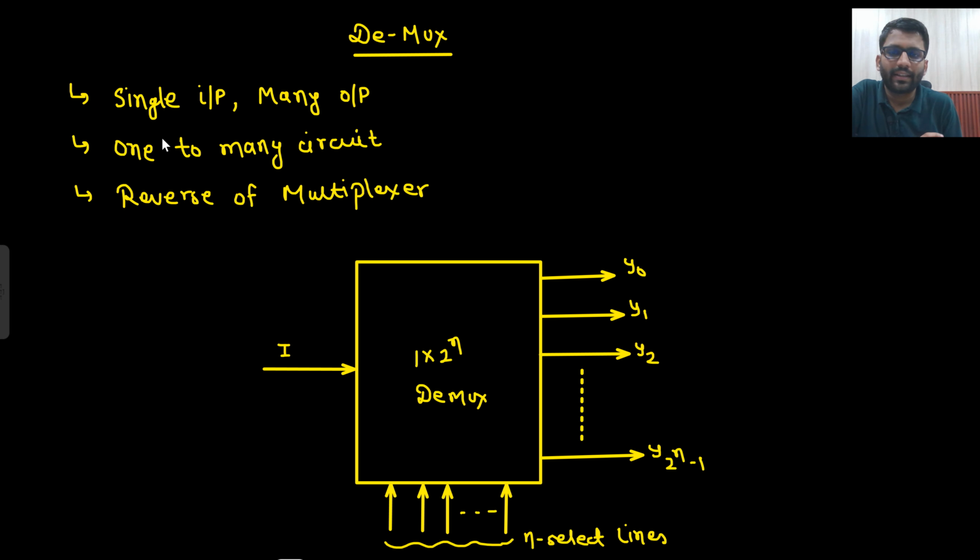Okay, so it is a single input and many output device. It is a one to many circuit. That means there will be one input and many outputs. So it is just the opposite of a multiplexer.